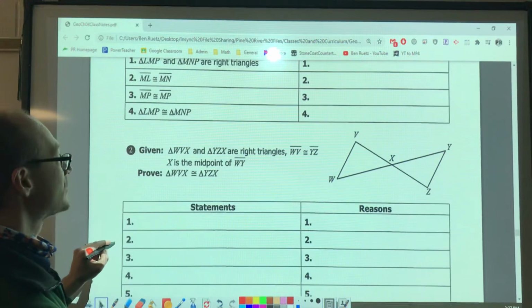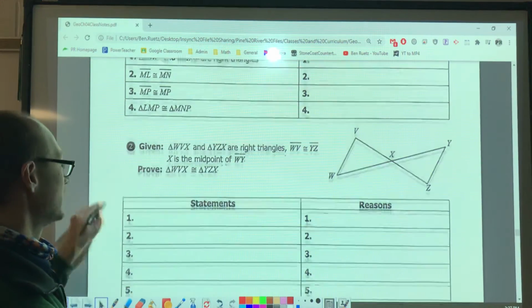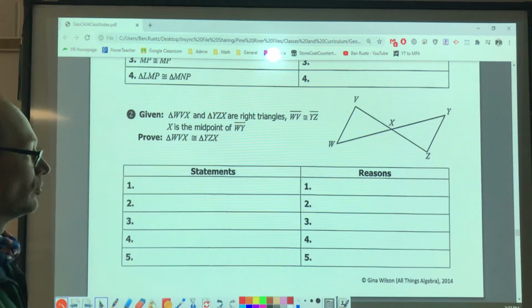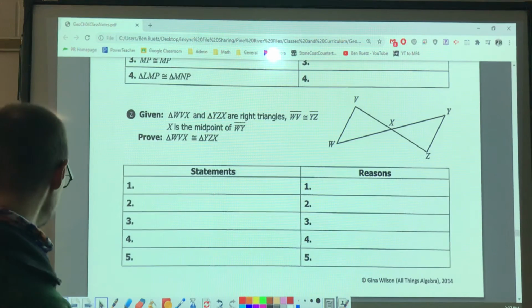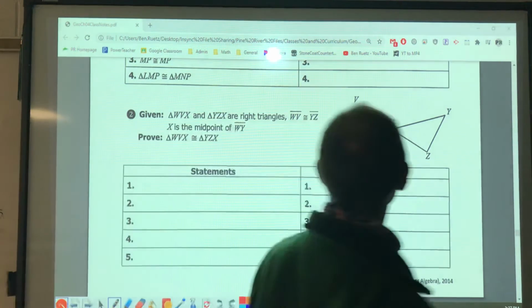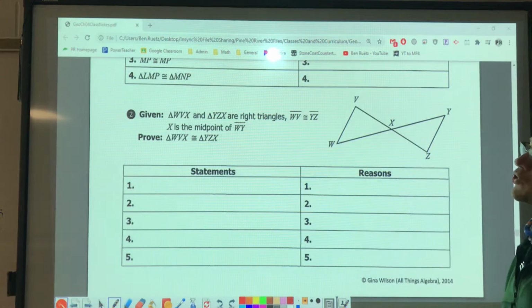So let's see if I can do, there's only one that I can really do. Let's see if we can do number 2, and then we'll be out because I think my phone is almost dead anyway. So let's talk to this triangle. It says triangle WVX and triangle YZX are right triangles. But it doesn't tell us what angle is the right angle. That's kind of a confusing thing to us. Well, let's see if we can figure some other stuff out.